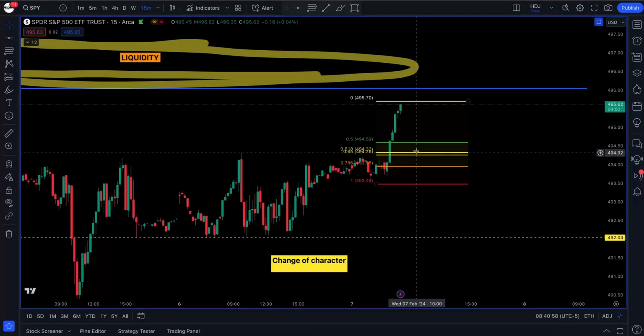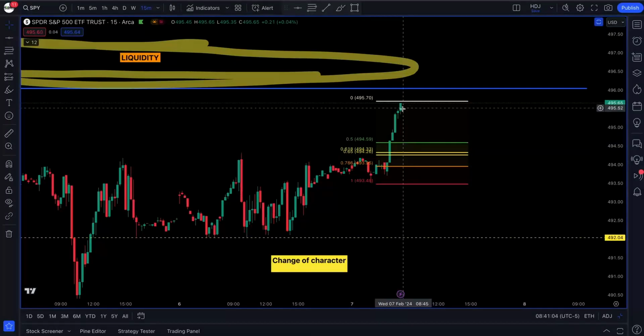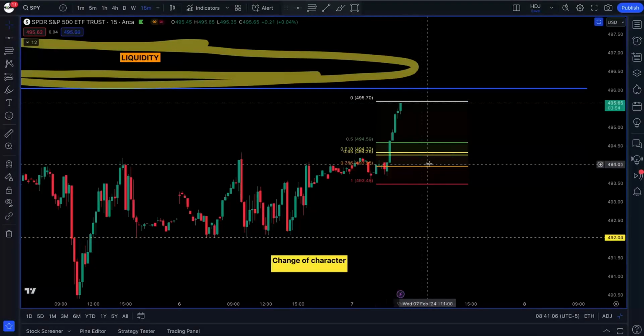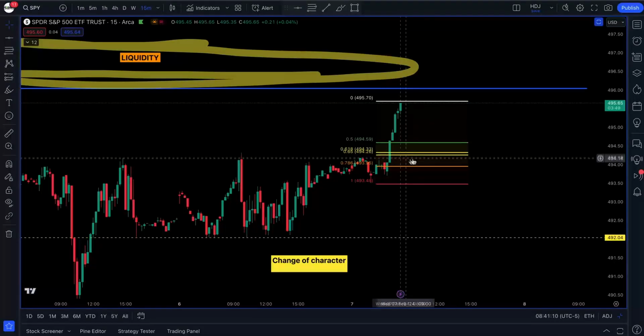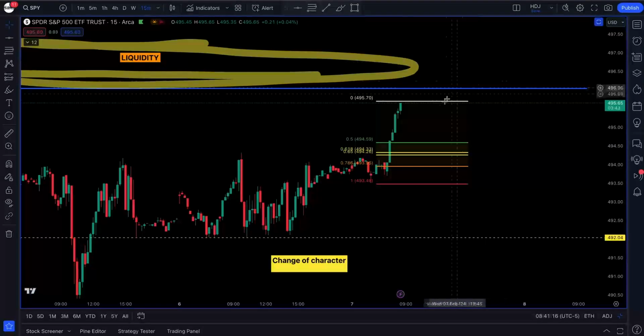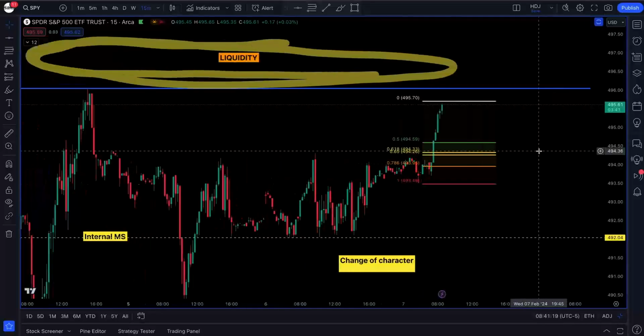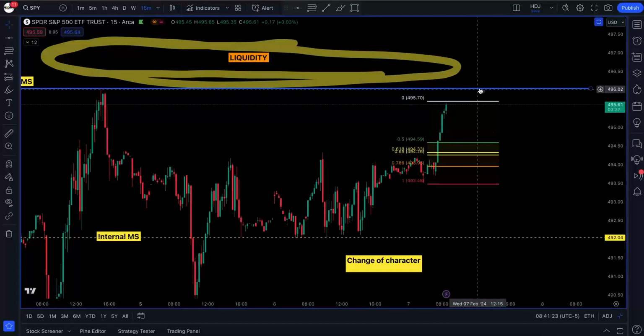Anywhere in between is a discount. So we want to buy discount. When price action comes down, we want to buy anywhere in this zone. And at this point, I would buy calls because there's a great chance that price will continue to go to the upside and push through this high, this external market structure high, into this liquidity.